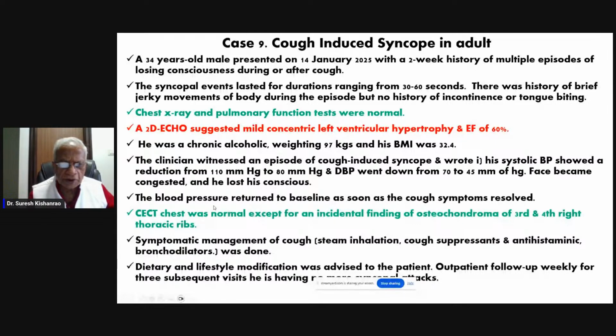His face became congested and he lost consciousness. The blood pressure returned to baseline as soon as the cough episode resolved. The ECG was normal except for an incidental finding of osteochondroma on the third and fourth right thoracic ribs. Symptomatic management of the cough was done, which led to relief, and the person continues to manage the cough as soon as it starts, and now he is not reporting any syncopes.